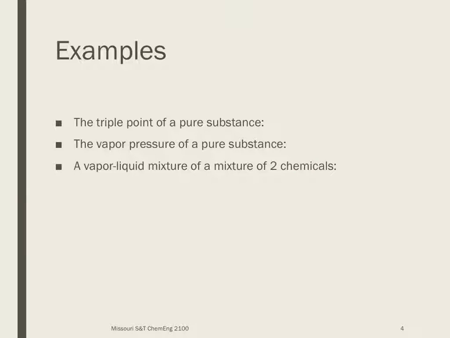So we're going to look at three quick little examples. We'll look at the triple point of a pure substance, vapor pressure of a pure substance, and a vapor-liquid mixture of a mixture with two chemicals. Now again, in the textbook, they also do a lot with reactions. We're not going to be doing reactions for a while, so I'm going to come back to this later in the course, but I would like you to independently read this and try and make sense of this now before we get to the material in the future. I am going to emphasize the types of problems that we'll be looking at in the very near future.